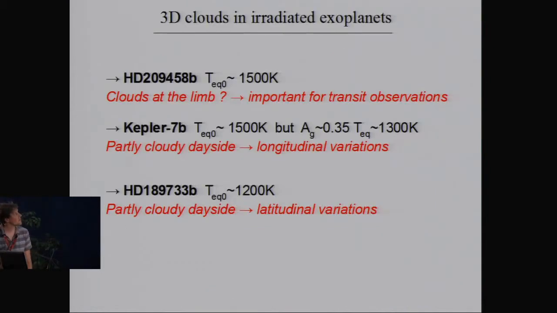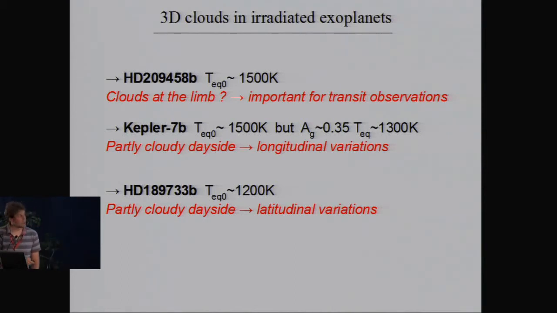So finally, as a small conclusion of this first part, we see that we studied HD 209458b, where clouds might be present at the limb, which is very important for transit observations. For Kepler-7b, we have a partly cloudy dayside, and so longitudinal variations that can be probed by space photometry. And for HD 189733b, we also expect from the models a partly cloudy dayside, but due to latitudinal variations that might be probed with future instruments.